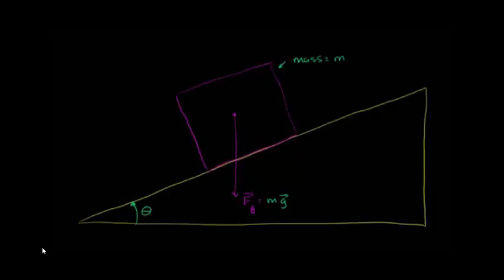Let's see if we can break this force vector, the force due to gravity, into a component that is perpendicular to the surface of this ramp, and also another component that is parallel to the surface of this ramp. Let me do that in a different color. That is parallel to the surface of this ramp. And I'll use a little bit unconventional notation, but I'll call this one over here the force due to gravity that is perpendicular to the ramp.